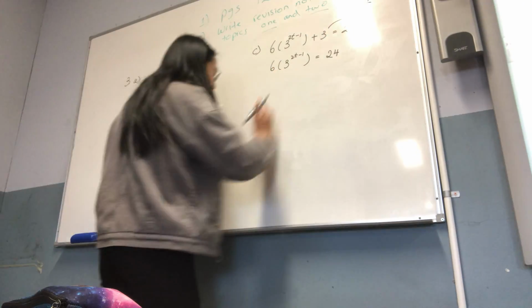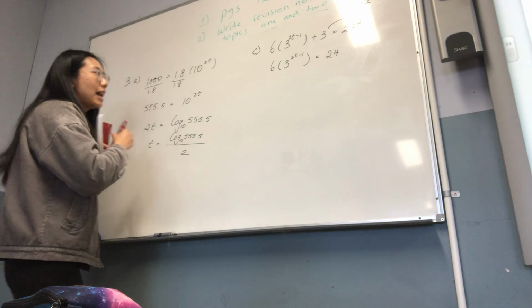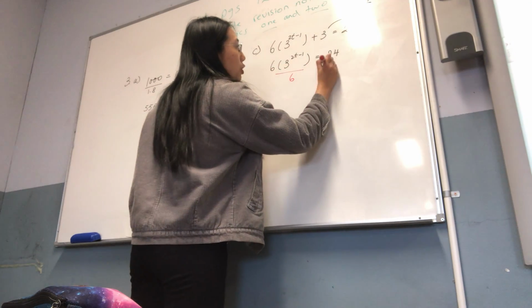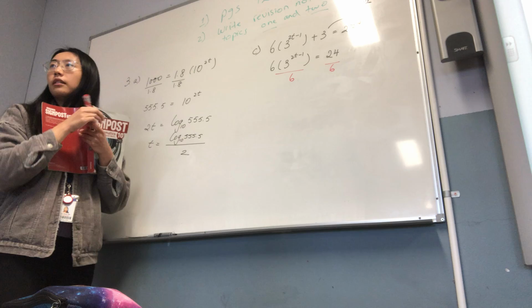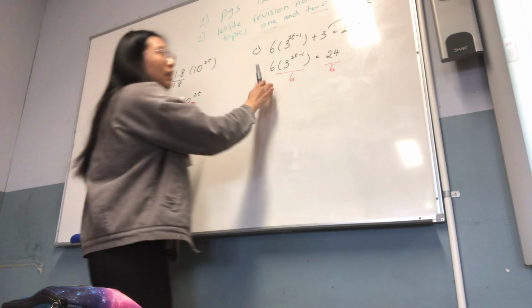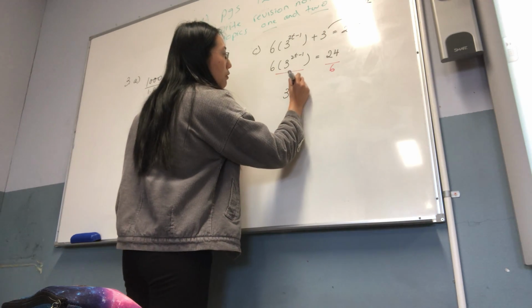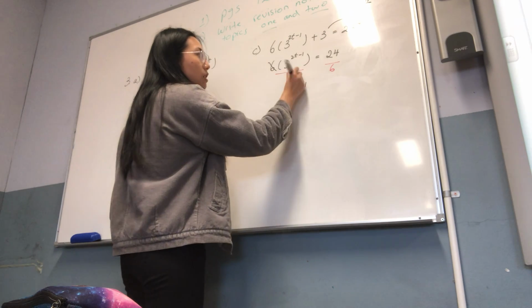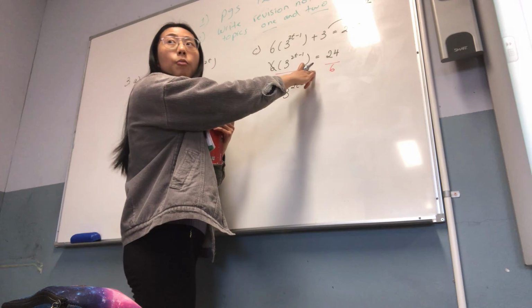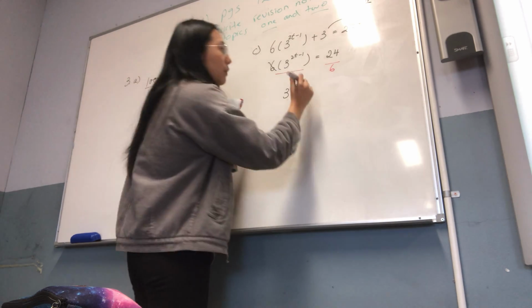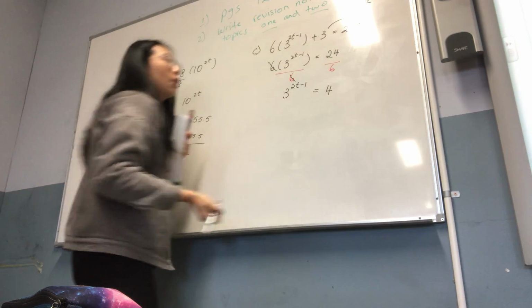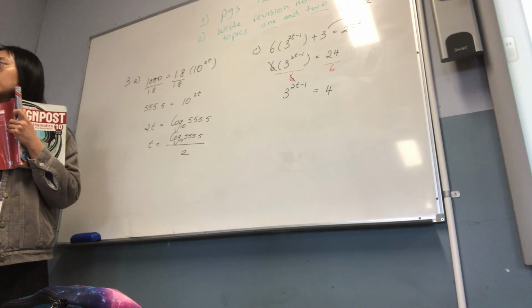And as you can see, if I divide by 6 on both sides, at this point the numbers also become a lot easier to look at, right? Because on the left-hand side, you just have 3 to the power 2t minus 1, because the 6 and 6 get cancelled out. On the other side, 24 divided by 6 is just a neat 4. Once you have this, yes?